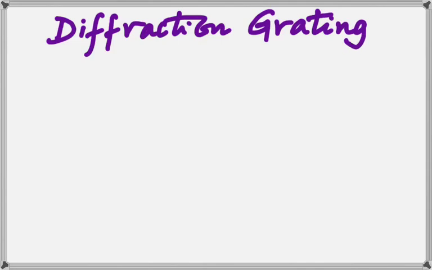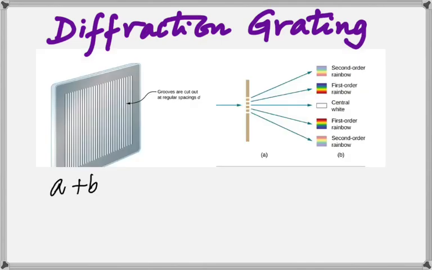And this is our lab for the day. We're using a diffraction grating. What's a diffraction grating? It's a glass plate with slits on it, right? With lines on it. And so I introduced something called A and B. A is the width of one slit. B is the width of one opaque region. Between the slits, don't you have an opaque part? So A plus B is called the grating element.